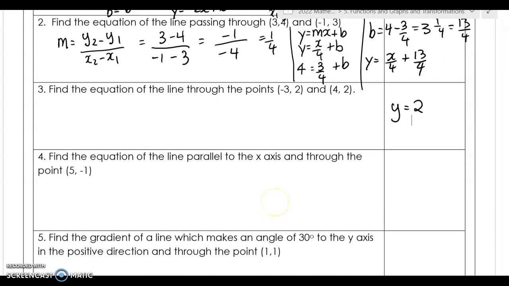For 4, find the equation of the line parallel to the x-axis through the point 5, minus 1. So if you're not sure, let's draw a little picture. X, y, a line, and it's going to be going through the point x is equal to 5, y is minus 1, so it's going to go through a point there, 5 and minus 1, and it's parallel to the x-axis. So it's going to look like that. So no matter what our x value is, our y is going to be equal to minus 1 all the time. That would be our equation of the line for that one.